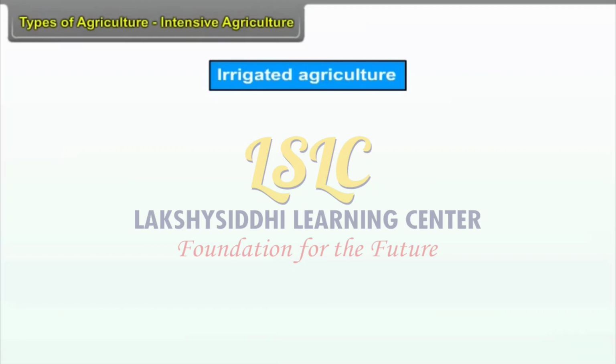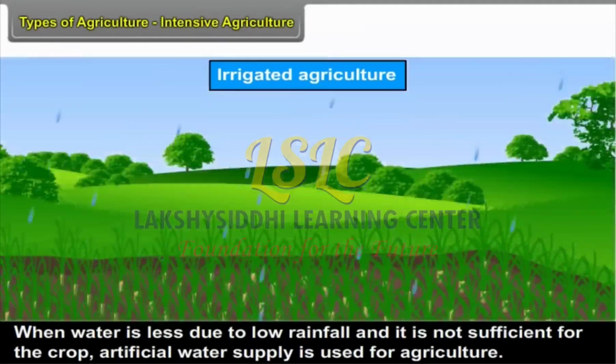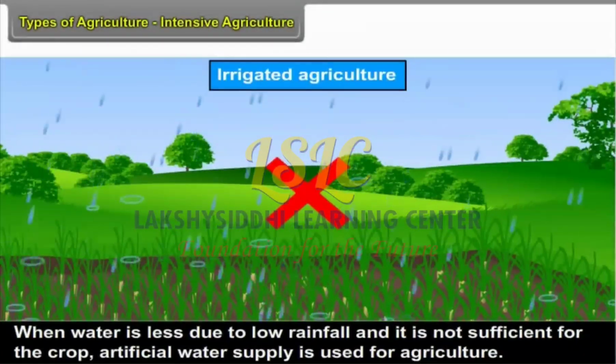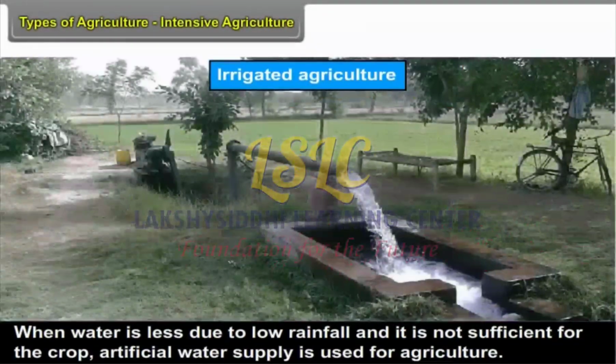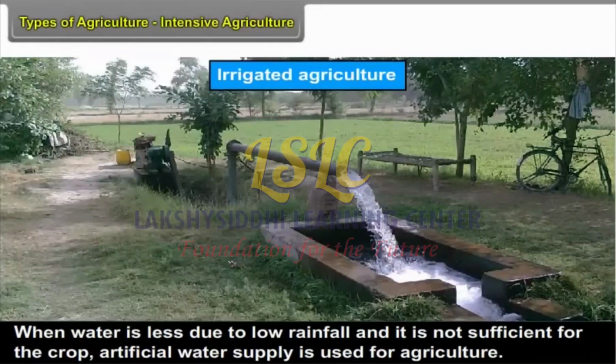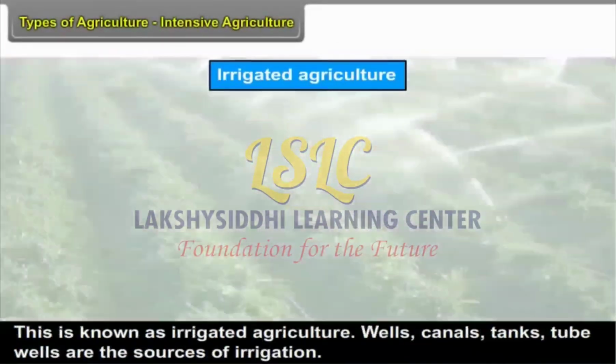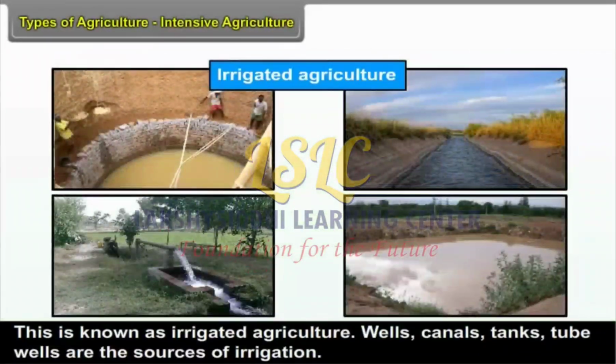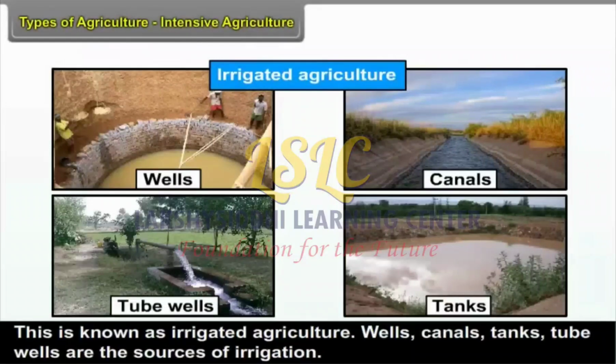Irrigated agriculture. When water is less due to low rainfall and it is not sufficient for the crop, artificial water supply is used for agriculture. This is known as irrigated agriculture. Wells, canals, tanks, and tube wells are the sources of irrigation.